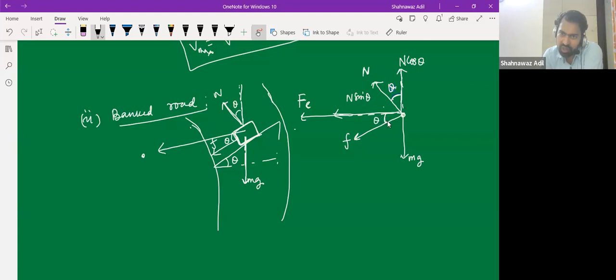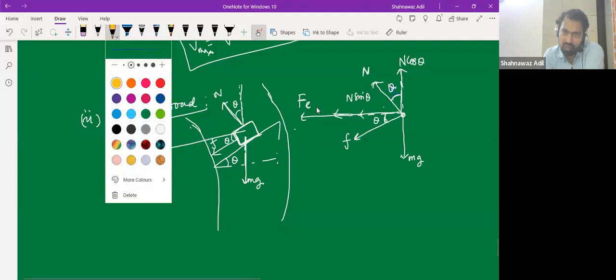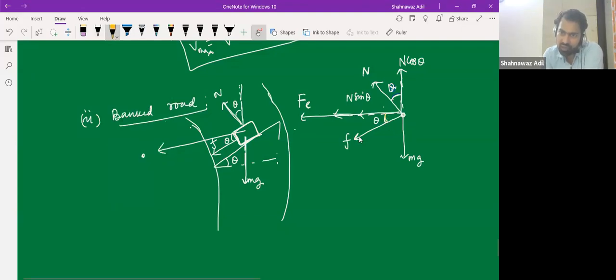Okay, and again, you have this frictional force. So this is theta. So what would be this? This is theta. This is friction. So what would be this? Which one, sir? This is theta. This is F, right? This is theta. So what would be this?